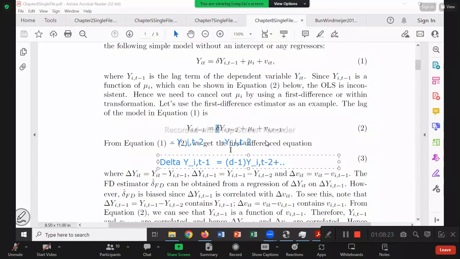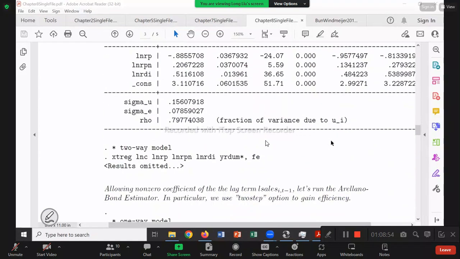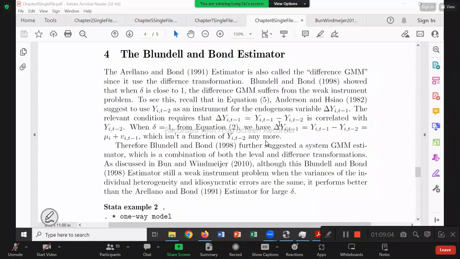That's why Morrow's paper tried to show that when delta is large, such as 0.8, the Arellano-Bond estimator actually gets biased because of the weak instrument problem. That's basically the idea. That's why later on, Blundell and Bond further proposed their system GMM because they were trying to solve the weak instrument problem. Frankly speaking, even the Blundell-Bond system GMM estimator, when delta is close to 1, still suffers somewhat from the weak instrument problem, but much, much better than the Arellano-Bond estimator.